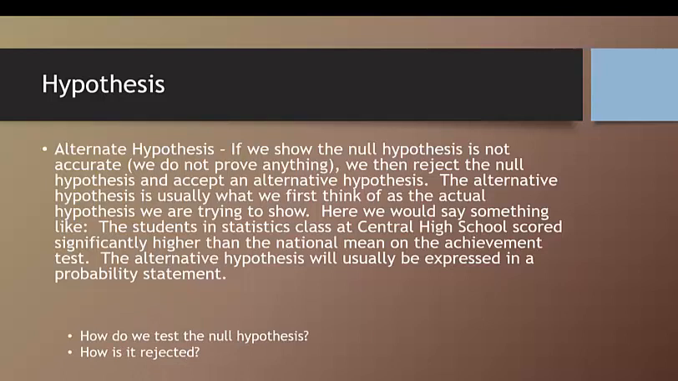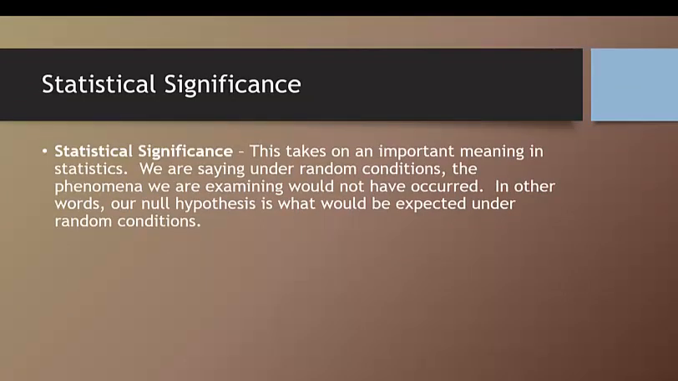So, if we say we test the null hypothesis, how do we actually test it? And then once we test it, how is it rejected? Okay, so that's where we're going to start moving into next. What we're looking for is statistical significance, and this is an important term, and you will hear this term used incorrectly, I believe, many times. The term statistical significance takes on an important meaning in statistics. We are saying under random conditions, the phenomena we are examining would not have occurred. In other words, our null hypothesis is what would be expected under random conditions.